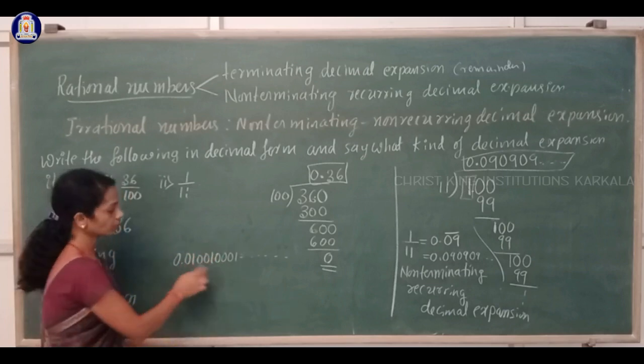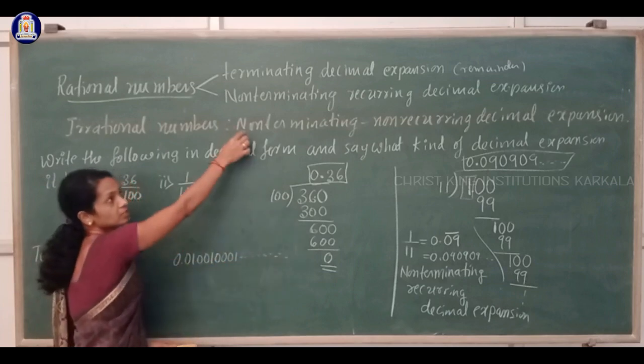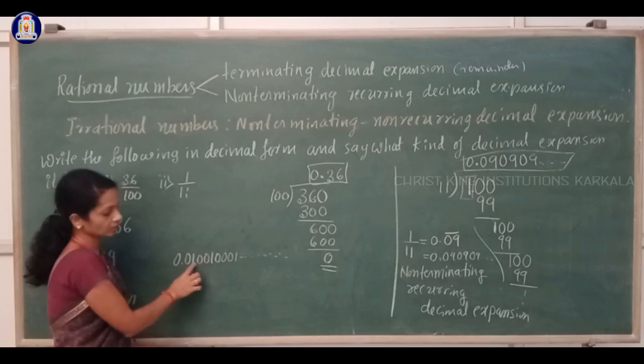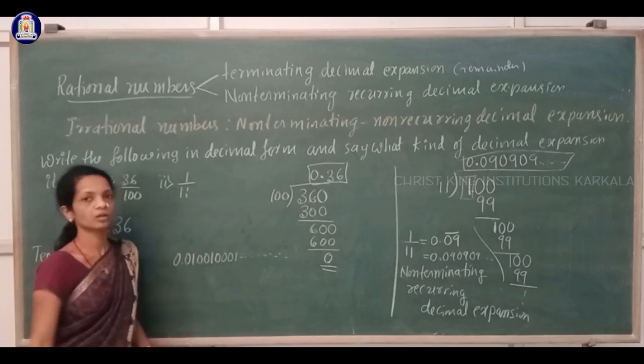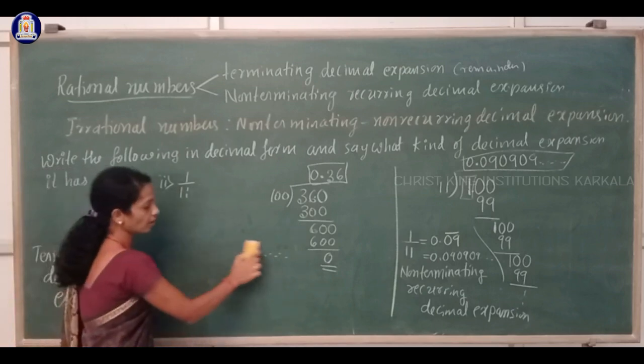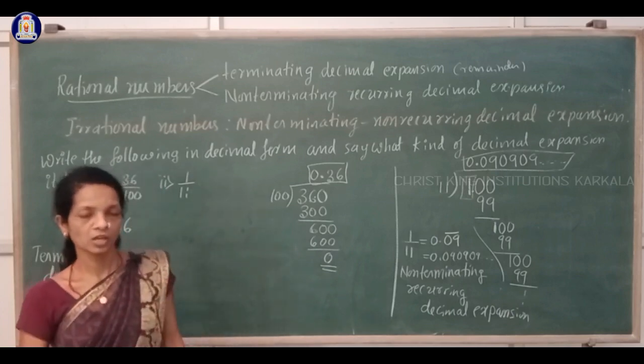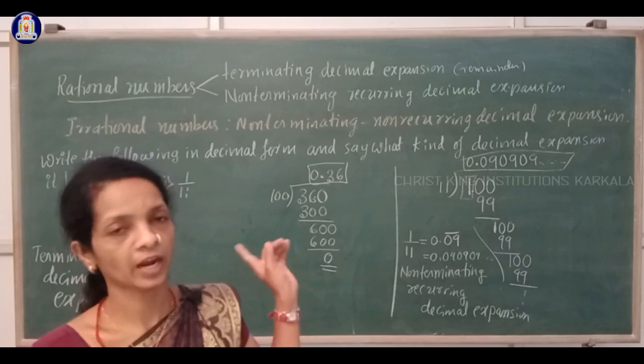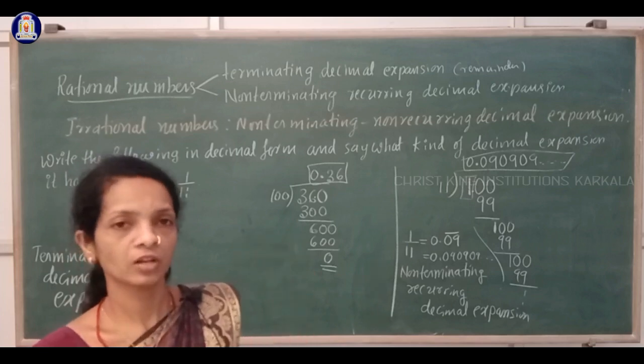Okay, so here the etc symbol is there, meaning that is non-terminating. And non-recurring means repeating but not in the same order. So if you have such a decimal expansion, that is a non-terminating, non-recurring decimal expansion, and that is only for irrational numbers.